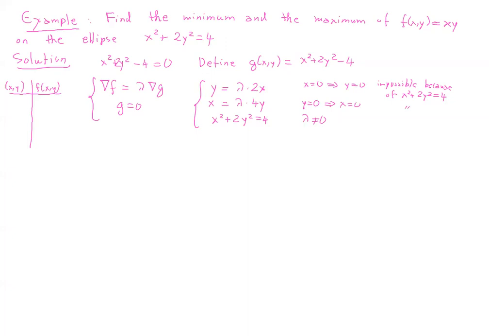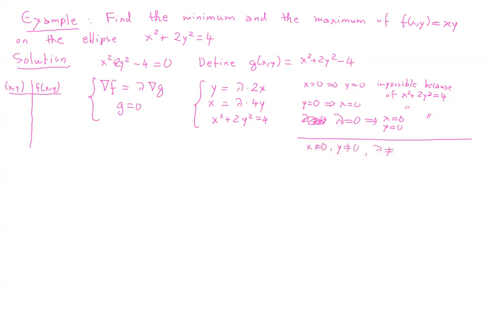Because if lambda were equal to 0, then that would imply that x is 0 and y equals 0 because of the first and the second equation, which again is impossible because of the constraint. So what does that mean? That means that x is not 0, y is not 0, and lambda is not 0.